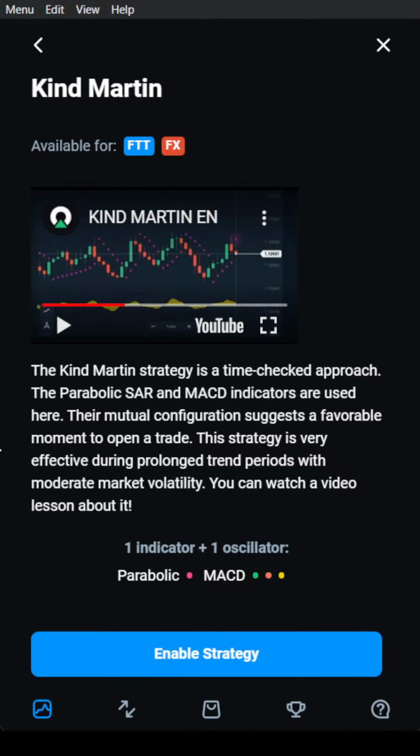Hemant sir, I will show you, I'll demonstrate to you because again, as it's mentioned, Kind Martin works when there is a proper trend and the market volatility is very low. All right, so let's continue. As the audio of this clip is not audible, we will continue with our learning.